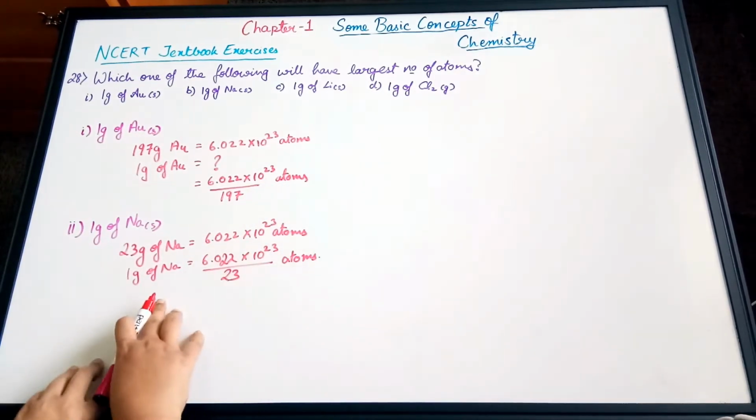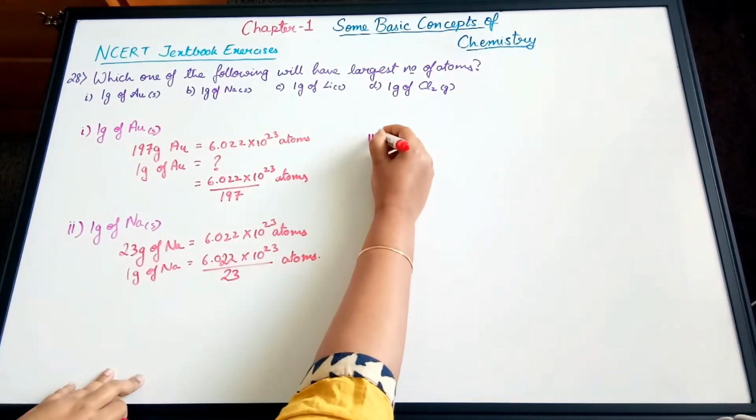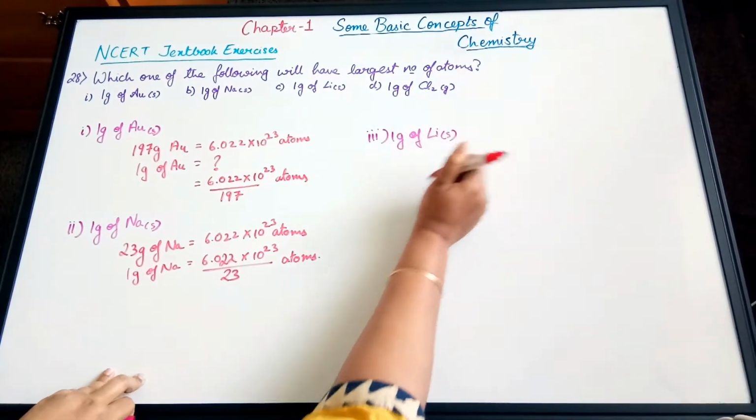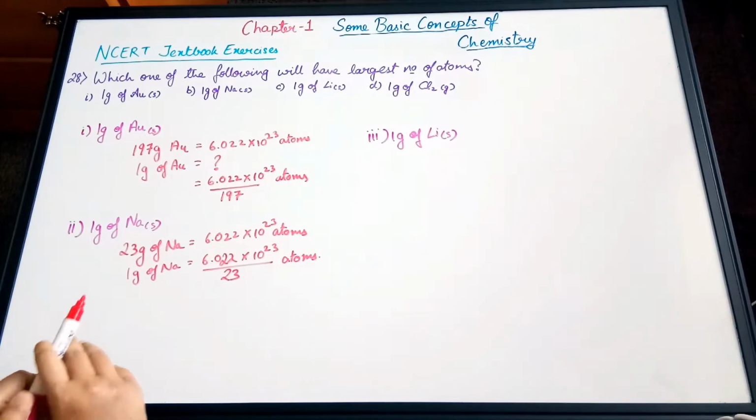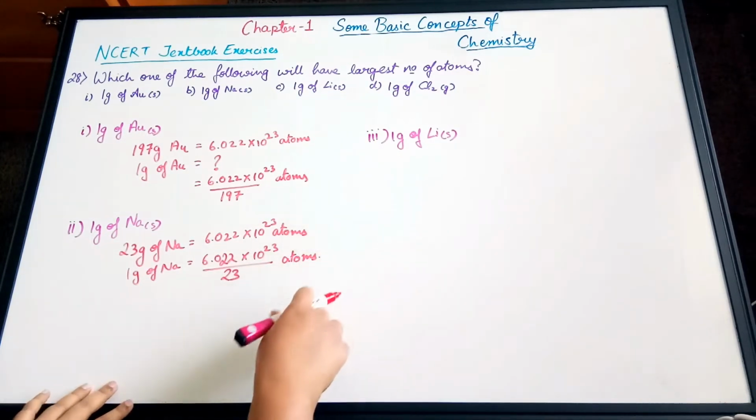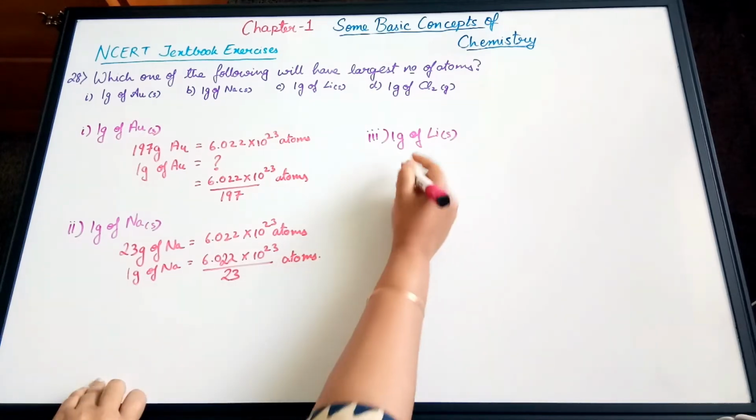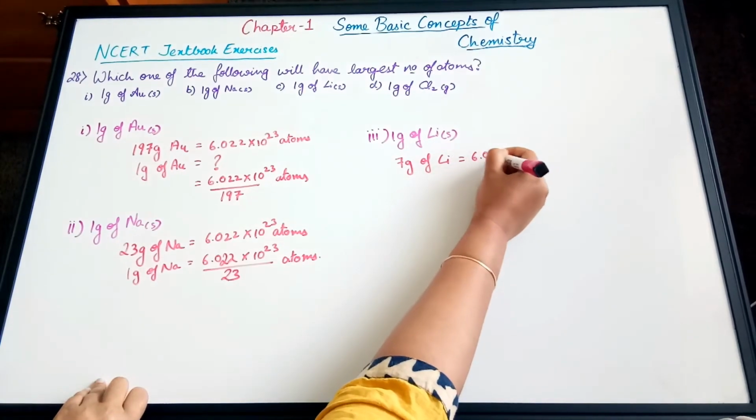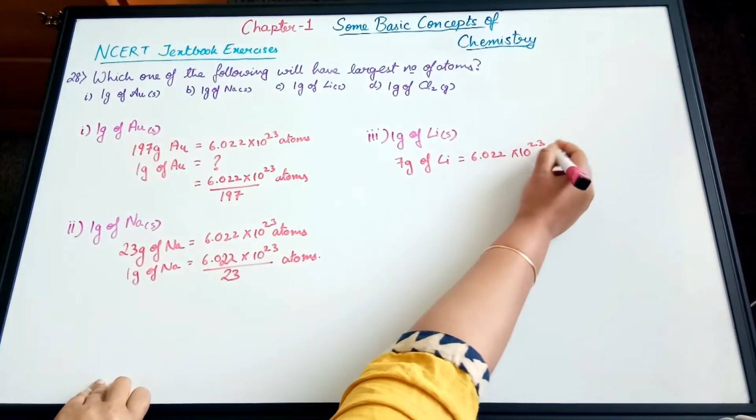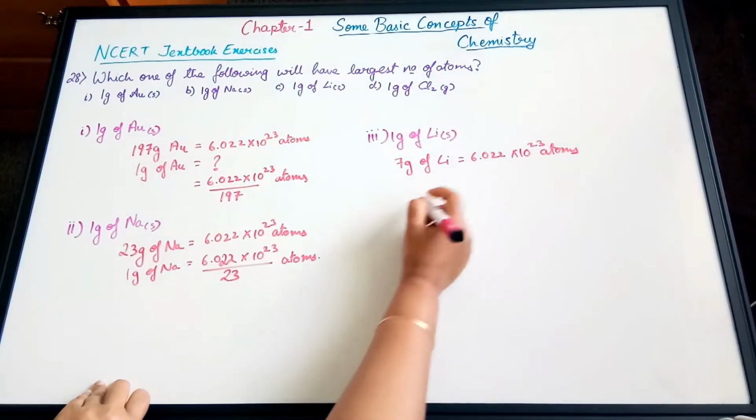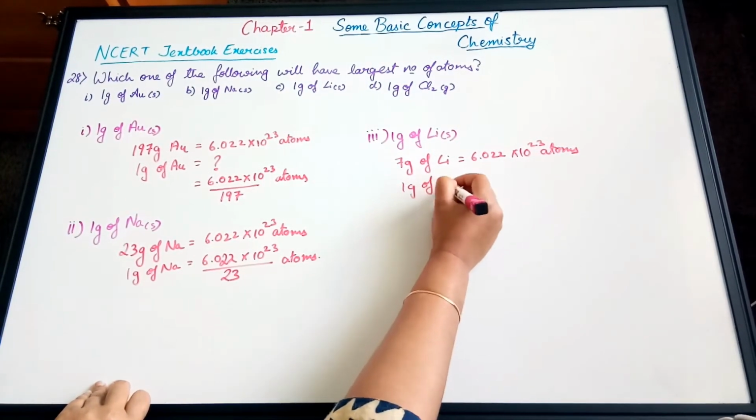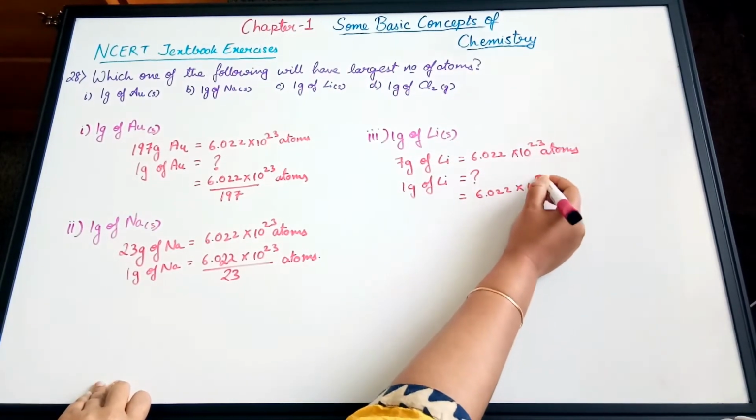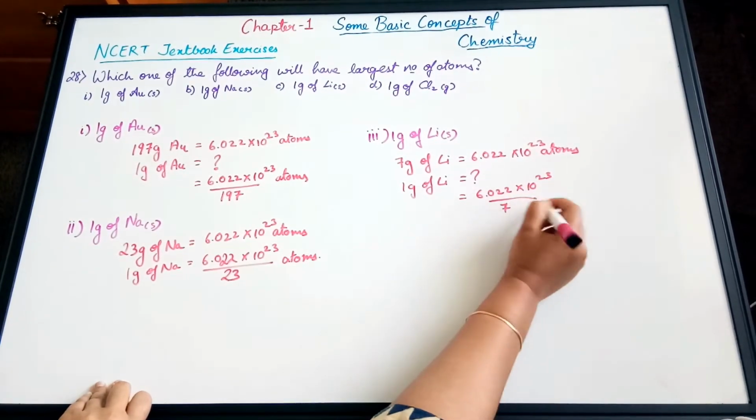Next, the third one is 1 gram of lithium, which is also a solid. In this case, the atomic mass of lithium is 7. So 7 grams of lithium has 6.022 into 10 to the power 23 atoms. So 1 gram of lithium will have how much? This is given by 6.022 into 10 to the power 23 divided by 7 atoms.